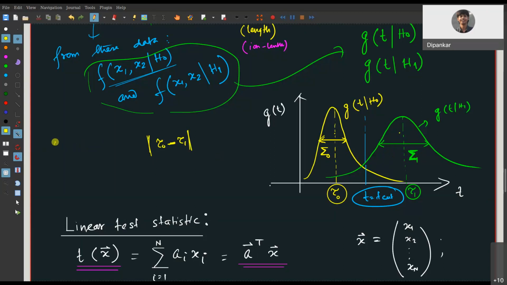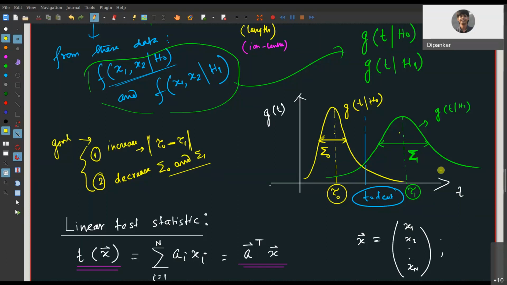So my goal is to increase the magnitude of this. Number one goal is to increase the magnitude of this. And number two is to decrease sigma 0 and sigma 1. Okay. If I can construct something that achieves this goal, then it will perform my job very well. Okay, this will be perfect for my studies.